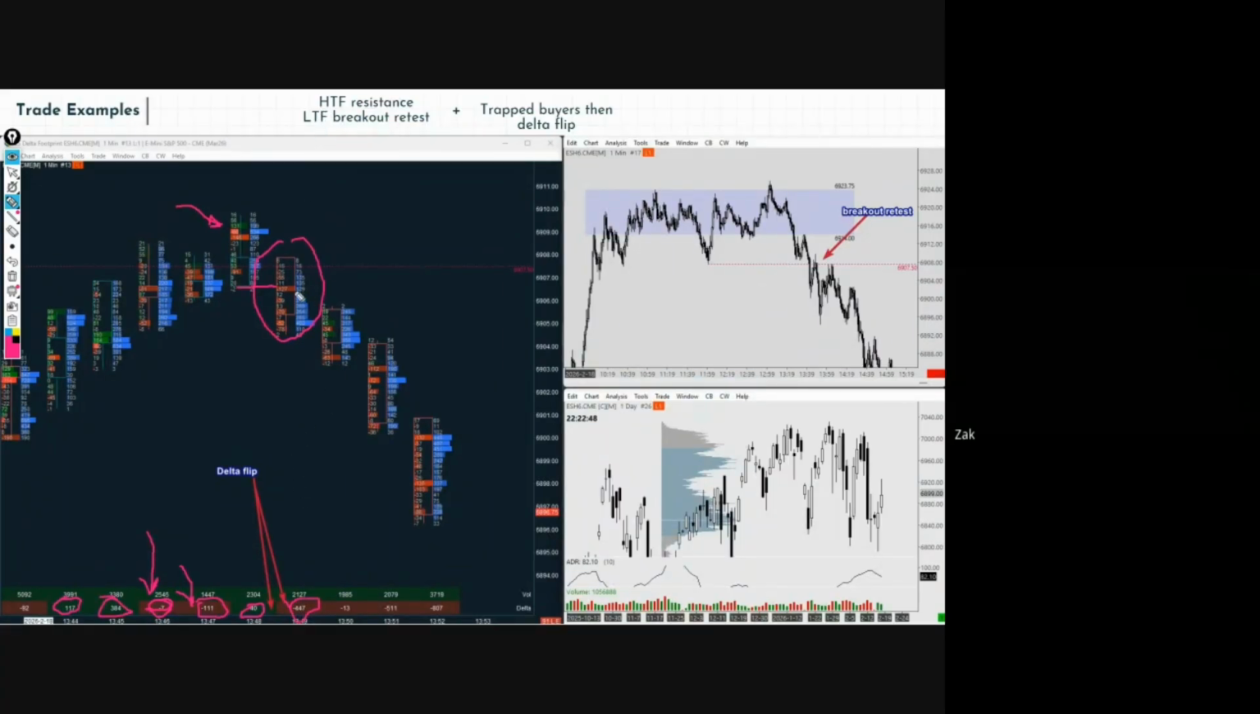And you can see that on the internal data on the footprint and on the little thing I have at the bottom, the delta flip. So those are your footprint signals at an area. So I'm layering my trades. That's what I always do.